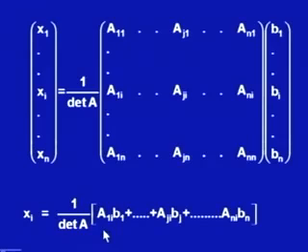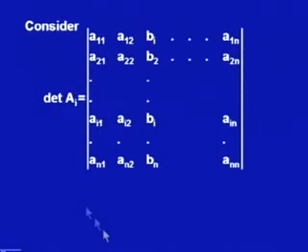So, let me first simplify the determinant Ai. For this purpose, let us consider determinant Ai as this determinant. Now, what is this determinant? It is the determinant of the matrix A with the ith column replaced by the column B, which was there on the right hand side of the equation Ax equal to B. So, this is the column which I have replaced at the ith position. So, this is determinant Ai.